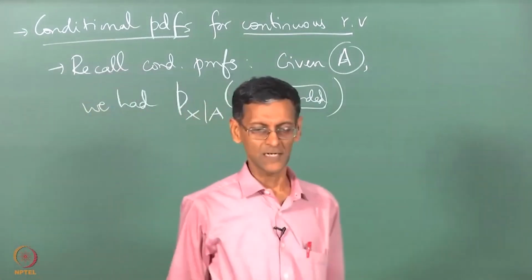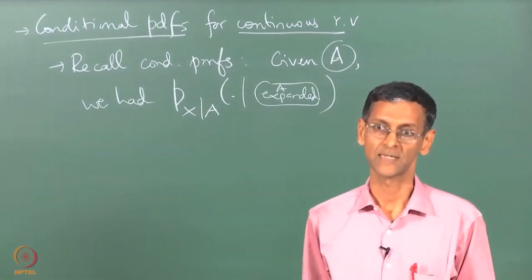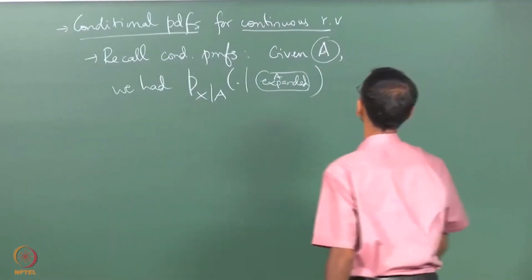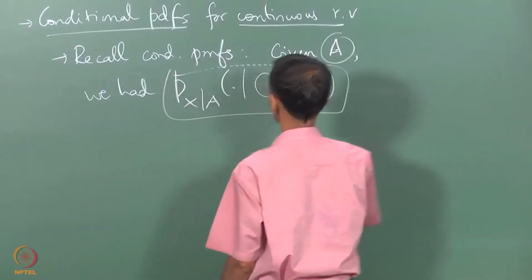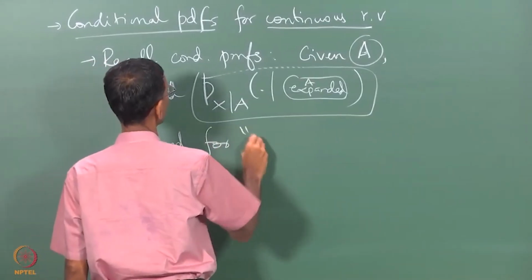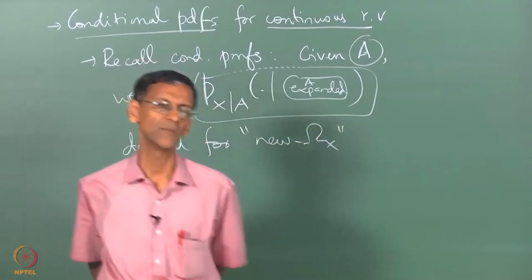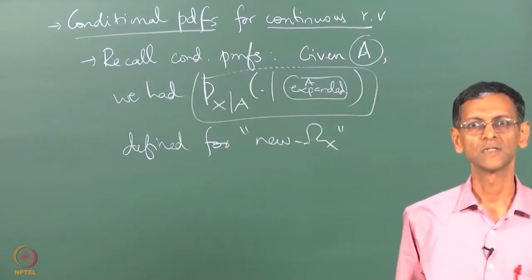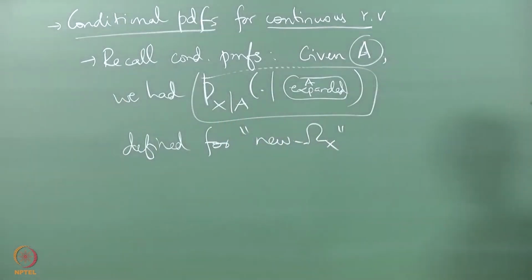Allowed arguments, and the countable set of such arguments we call collectively a new omega x, which was different from the original omega x, right. So this is a conditional PMF defined for what we call new omega x, isn't it? I think I used this term new omega x earlier, didn't I? Yeah. Okay.